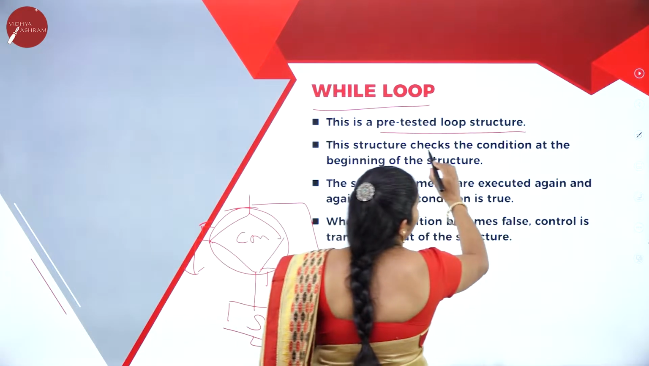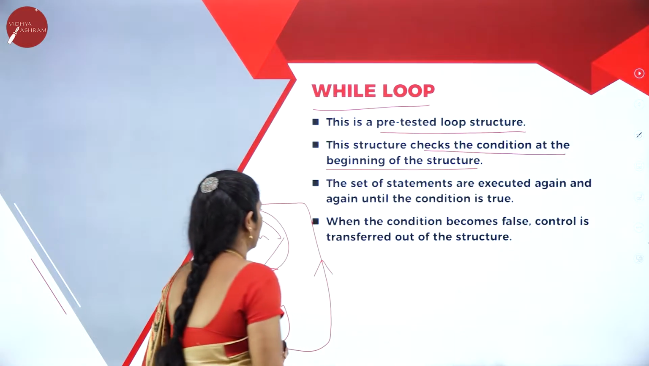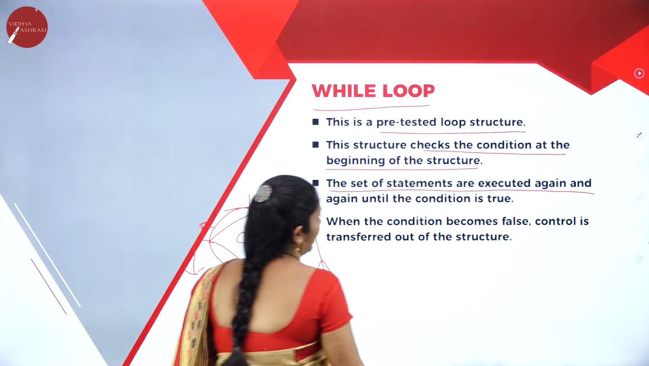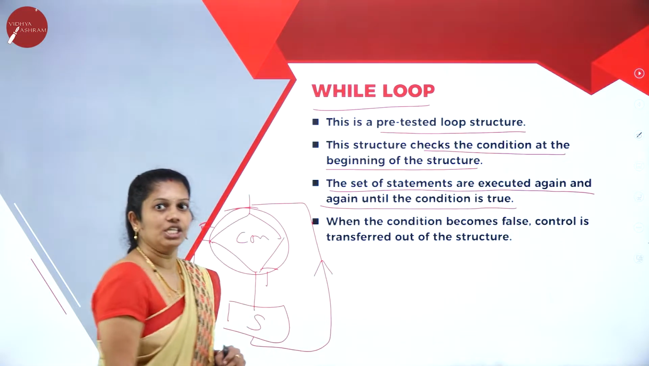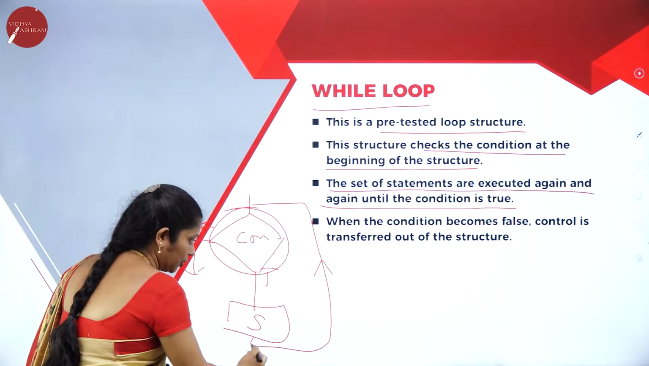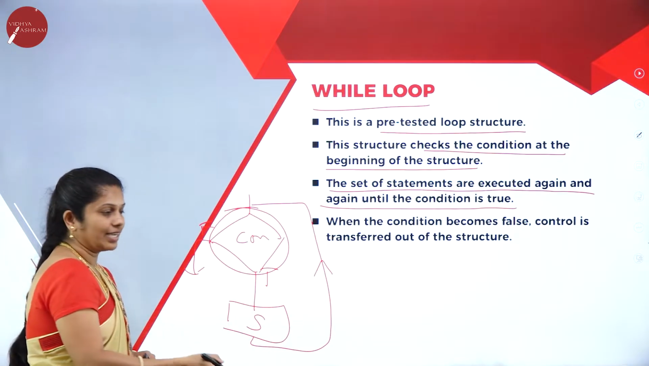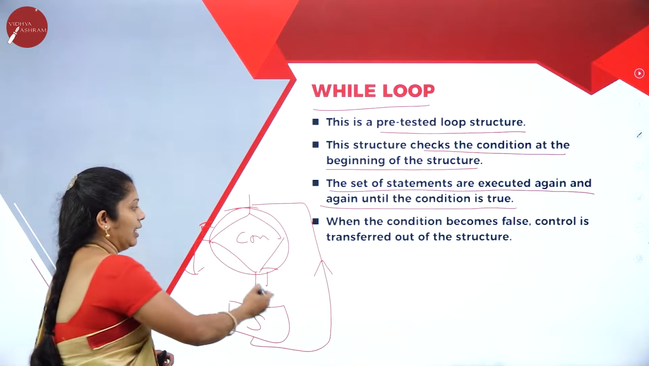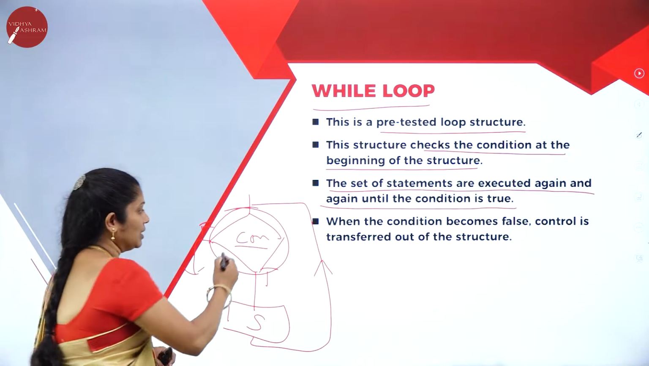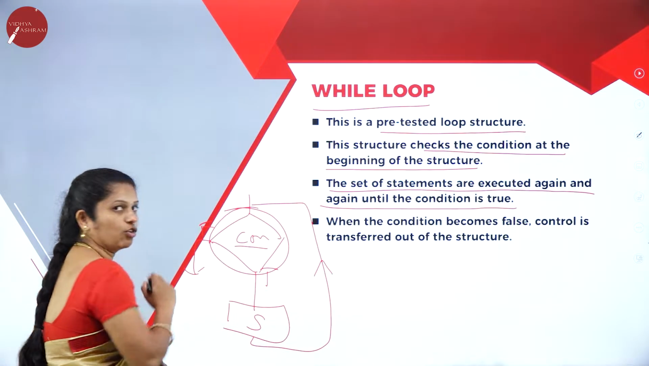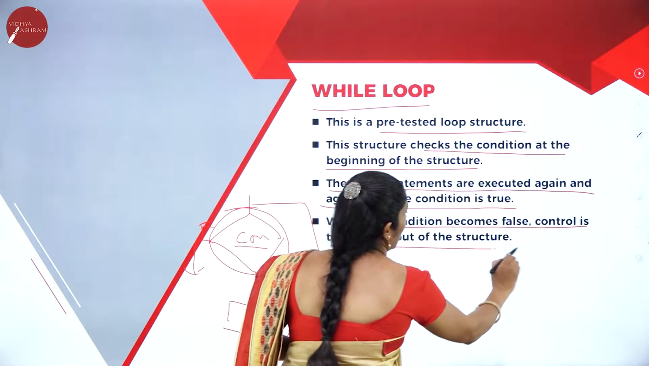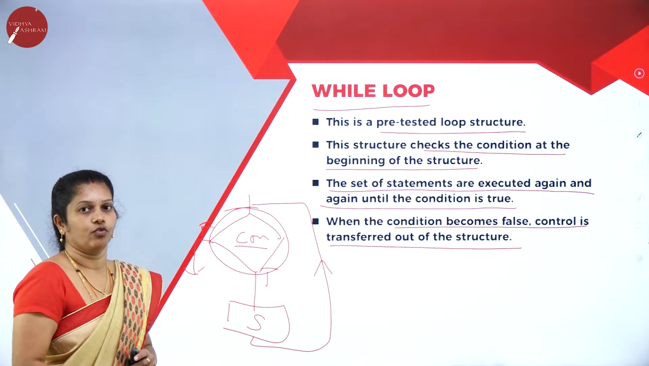This structure checks the condition at the beginning of the structure. In the beginning itself, it will check the condition. The set of statements are executed again and again until the condition is true. First time it will check the condition. If it is true, it will execute the statement. After executing the statement, once again it will go back to the loop. If it is true, then once again the statement will execute. Like this loop will continue until the particular condition is satisfied. Once the condition fails, then it will come out from the loop. When the condition becomes false, control is transferred out of the structure.